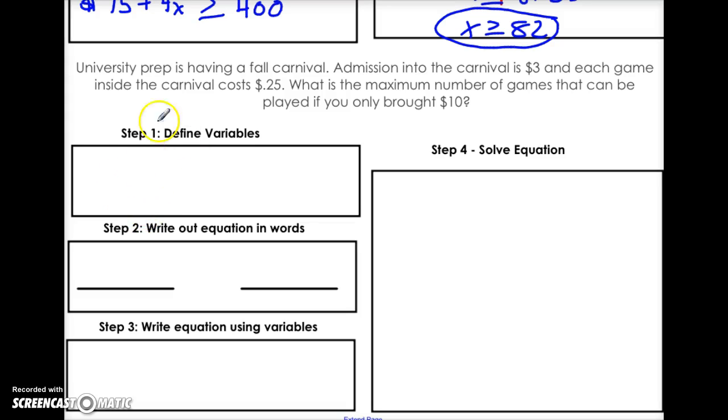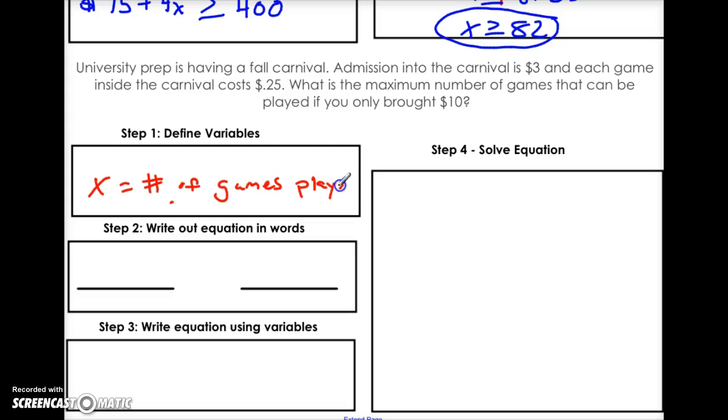First thing, define our variables. What don't we know? Pause the video, write down what you think we don't know here that we need to know. Okay, well that would be the number of games played. We don't know how many games we play.